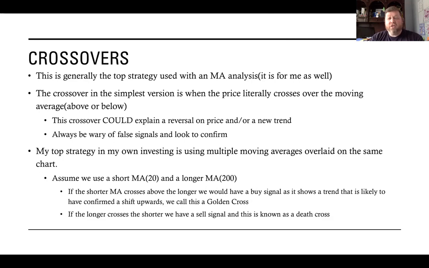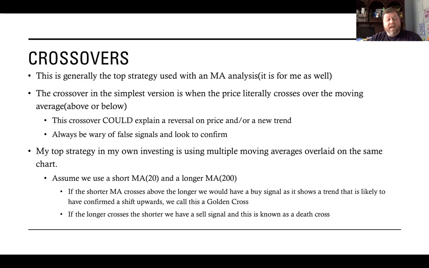Now, I want to call this out and make it super simple to understand. If a short-term moving average crosses above the longer, we would have a buy signal, as it shows a trend that is likely to have confirmed a shift upwards. And this is typically known as a golden cross, okay? So I want you to think about this. This is the case where we have the 200 moving average here, and the 20 is here. If that 20 crosses above the 200, this is a buy signal called a golden cross. It indicates a strong move, that we're seeing a shift upward or a trend that is likely to have confirmed to make that shift happen.